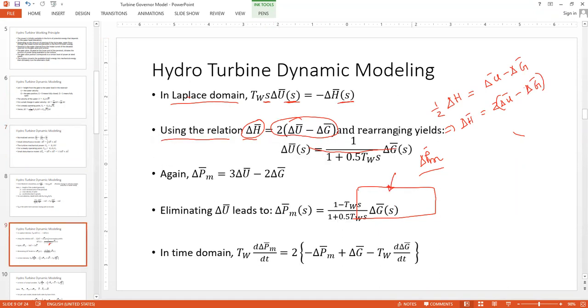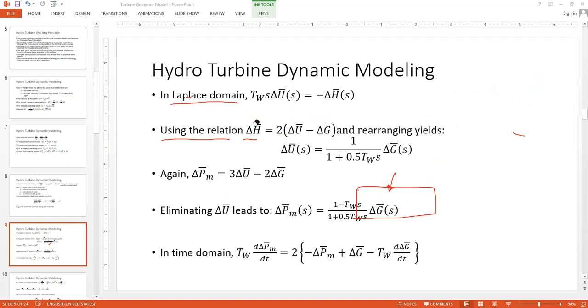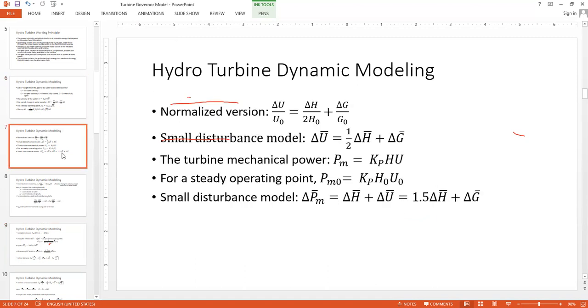Using that relation, we simply replace del h in this equation with this expression. So there won't be any del h left in this equation. After simple rearrangement, we get this equation. Now we only have del u and del g, the time constant tw, and the Laplace operator s. Again, we have another relation, del pm is 3 del u minus 2 del g.